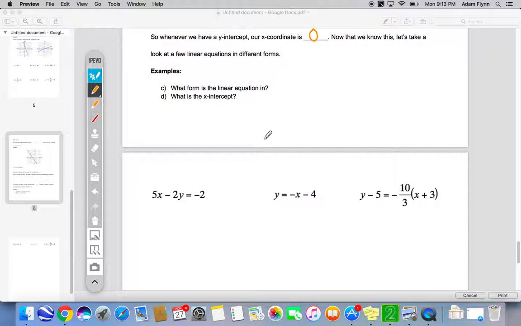Now that we know this, let's take a look at a few linear equations in different forms. So, what form is the linear equation in? Okay, so let's go to this one. So it says C and D here. So for C, well, we have our x and our y on the same side, so this must be a standard form equation.